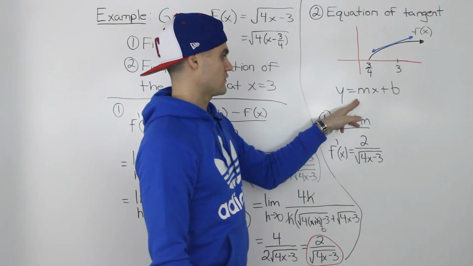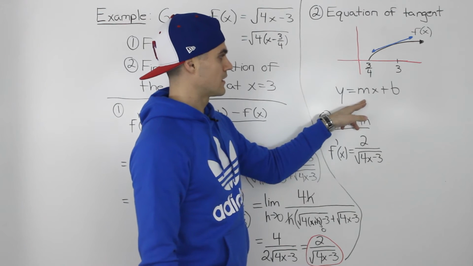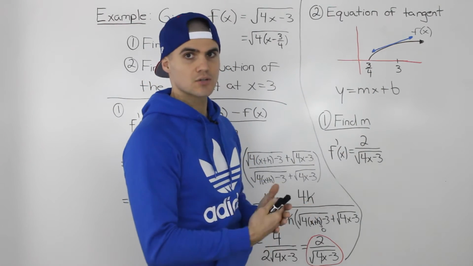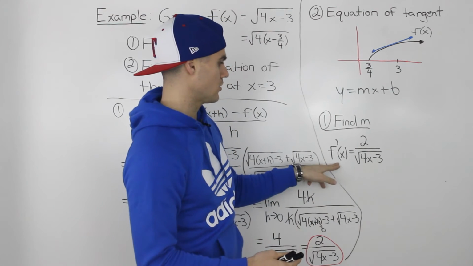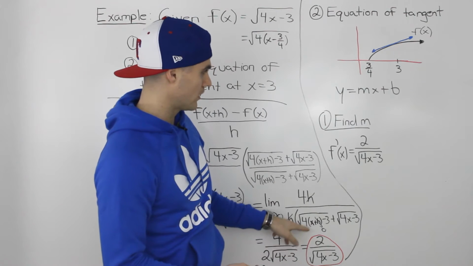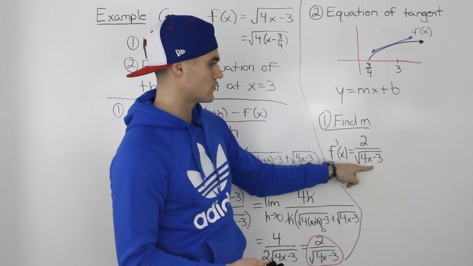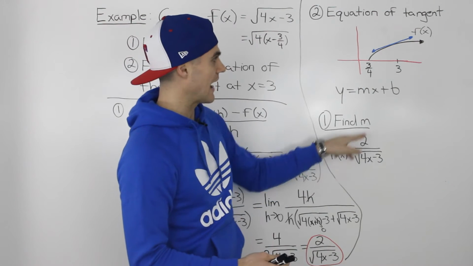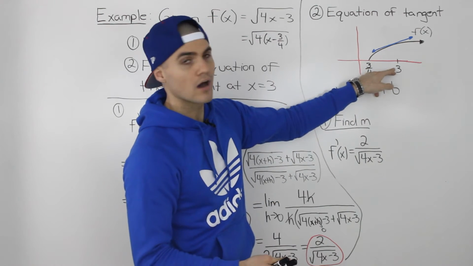Well, the first step, we have to find that m value, the slope. But we know that the slope of a tangent on a function is just equal to its derivative. And we know that the derivative of this function we found in part 1 is equal to 2 over the square root of 4x minus 3. But we need the slope of the tangent at that specific x value of 3.